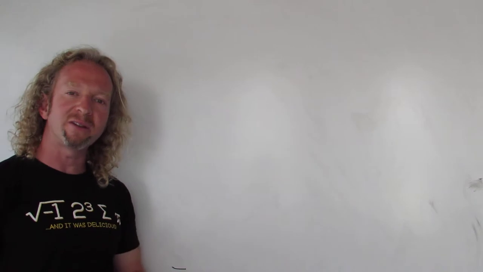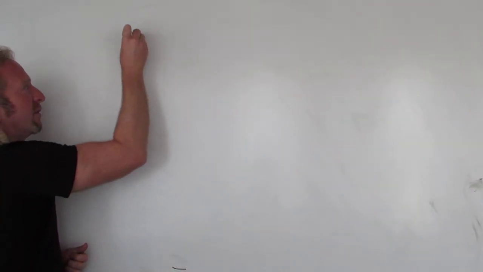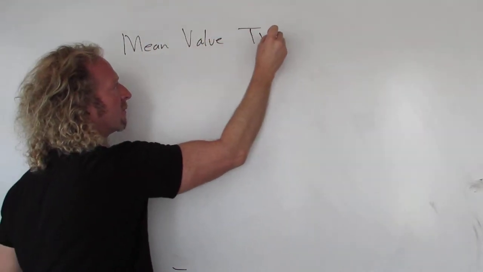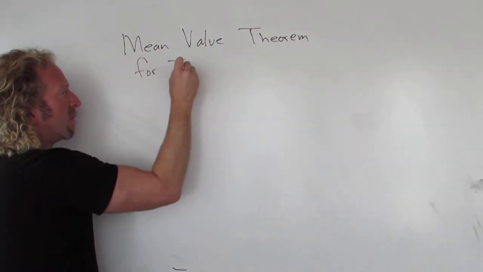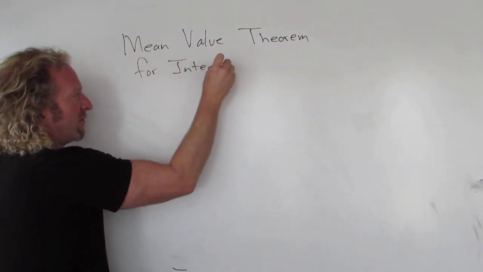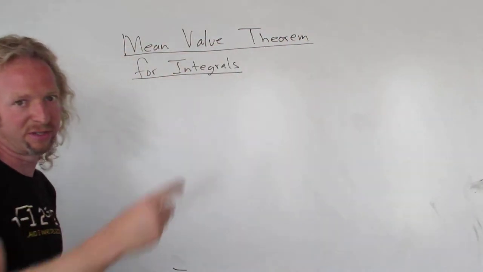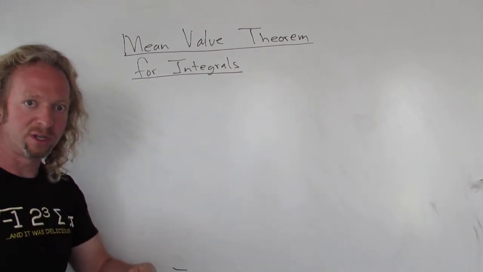It's called the mean value theorem for integrals. Let's go through it very carefully. So, mean value theorem for integrals. We're also going to talk about something called the average value of a function over an interval. That's almost like a consequence of this in our discussion. So first we'll state the theorem and then we'll go through the picture.